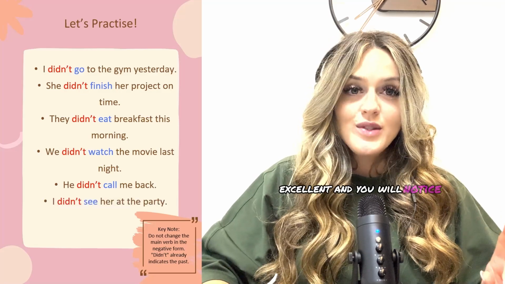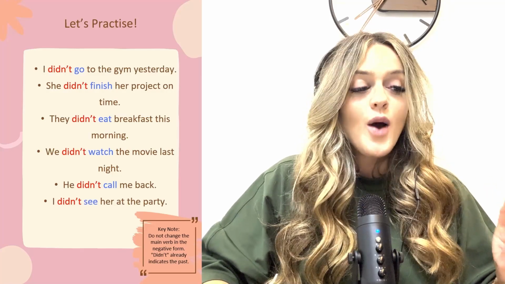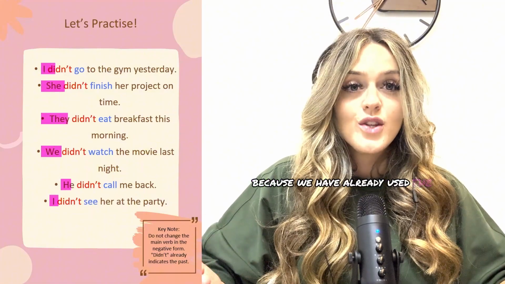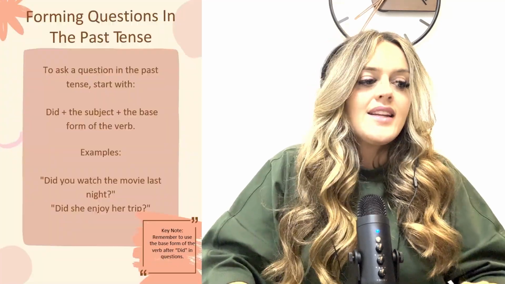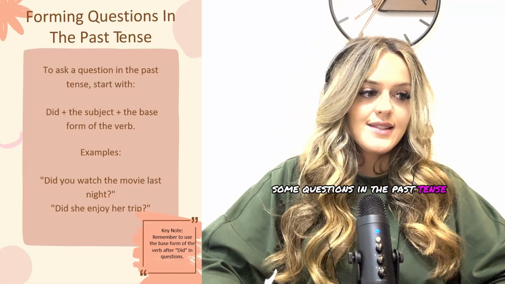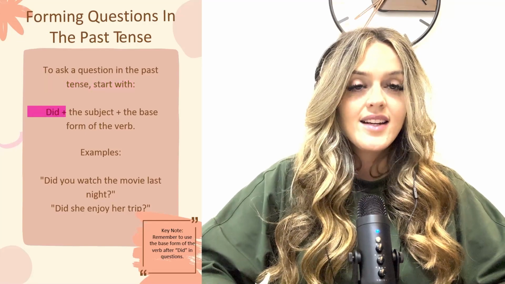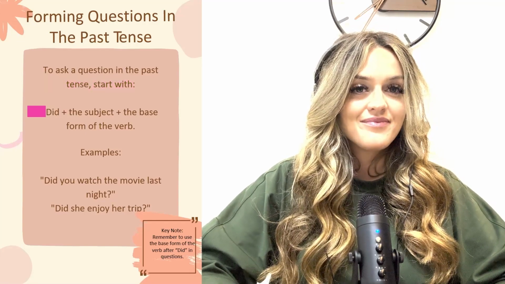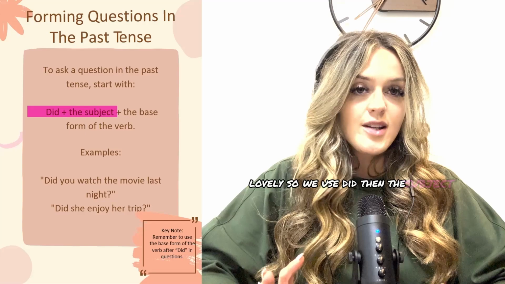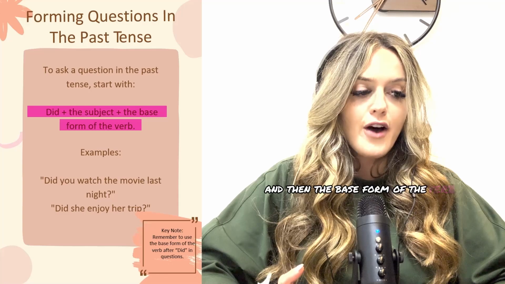Excellent. And you will notice, let me reiterate that point, we do not need to change our base verb. We don't need to turn it into a past tense form of the verb because we have already used the word didn't. Now, we're going to go on to forming some questions in the past tense. To ask a question in the past tense, we start with the word did. Can you say that? Did. Lovely. So we use did, then the subject of the sentence, which I'll come to in a second, and then the base form of the verb.